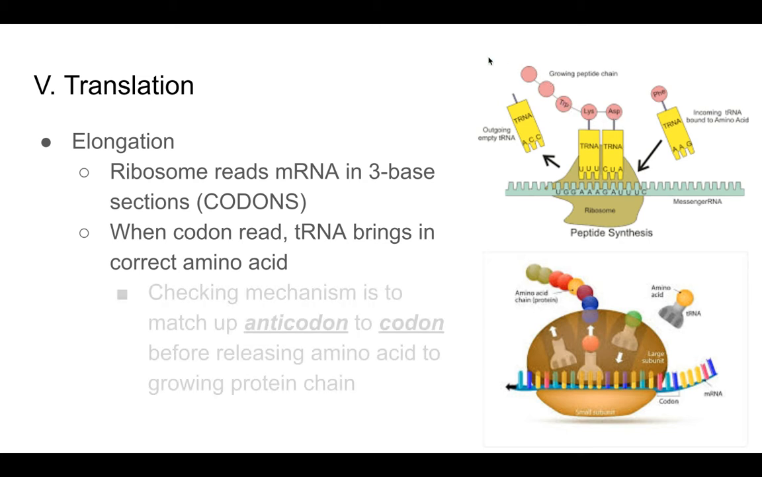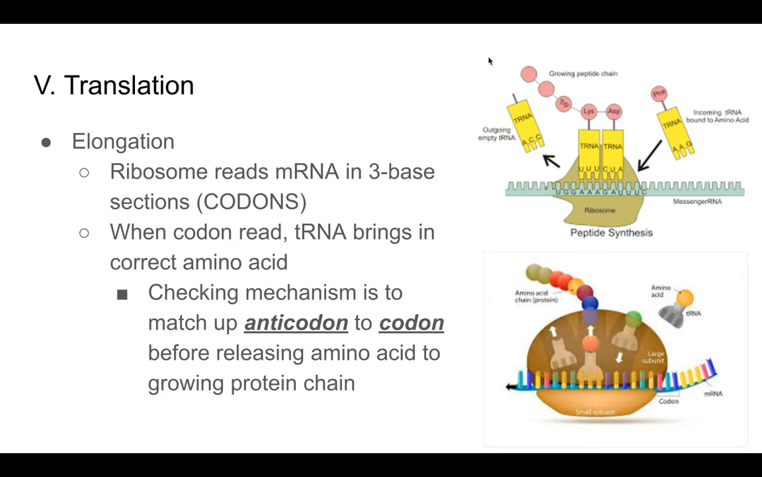And so the checking mechanism that I just talked about is matching the anticodon on the tRNA, the letters down here at the bottom of the tRNA, against the actual codon sequence that's here on the mRNA. So base pairing rules apply, right? Let's take one of these, for example. Let's read this codon right here. So the codon reads AAA.